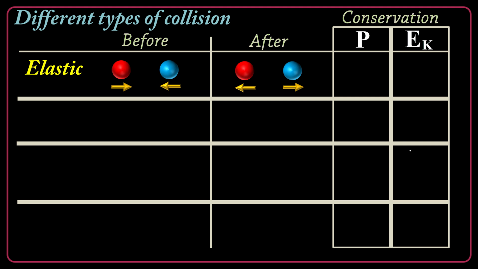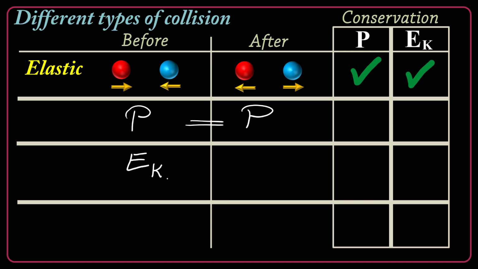Conservation rules. Conservation of momentum is always valid in all collisions. But conservation of kinetic energy also is valid here. So I can say the total momentum of the system before the collision is equal to the total momentum of the system after the collision. More than that, the total kinetic energy of the system before and the total kinetic energy after will be equal.